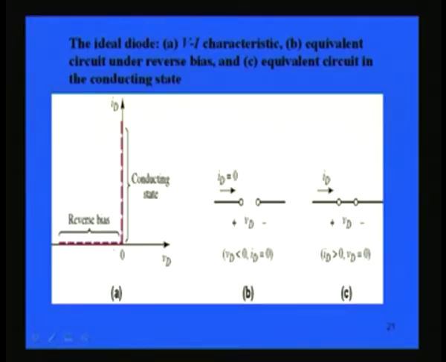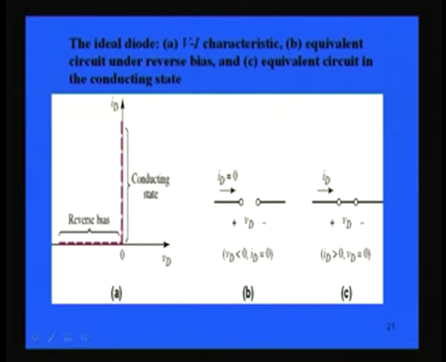Ideal in the sense that the ideal diode will not conduct whenever you apply reverse bias; the current is totally 0. That is, it is like an open circuit. Under reverse bias condition, when Vd is less than 0, the current will be 0. So, this is like an open circuit, and whenever the current is greater than 0, that means when current starts flowing, the voltage drop across the diode is 0, that is, it is like a short circuit condition.